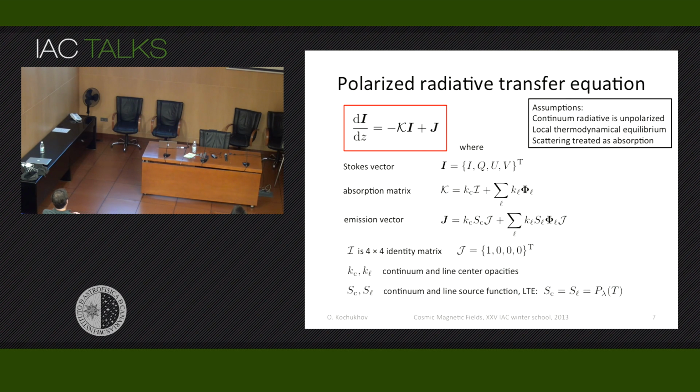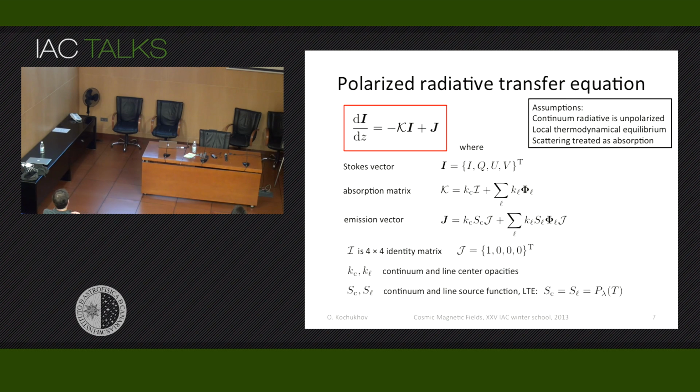Then the Z corresponds to just the geometrical coordinate. And then this calligraphic K is the absorption matrix. So the absorption matrix consists of contributions from the continuum absorption coefficient, and there is a summation over all spectral lines contributing to a given wavelength. So we have this line absorption coefficient KL, and then we have some matrix F that I will describe in future slides. And they are added together to the continuous absorption.